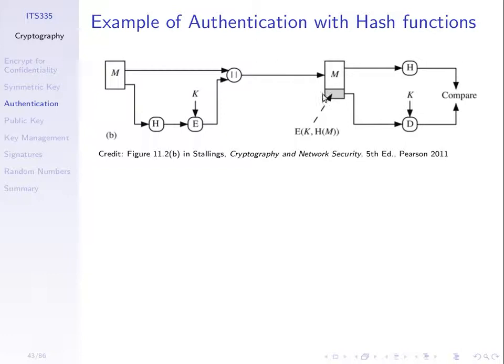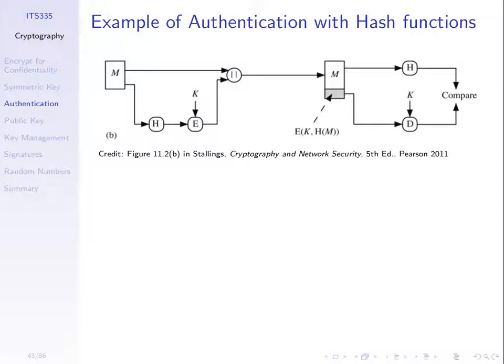and takes the received second part, this encrypted part, decrypts it using the same key K, and then they compare the results. And if they are the same, B accepts this message. It assumes nothing's gone wrong. If they are different, then it assumes something's gone wrong, and it doesn't trust the message.